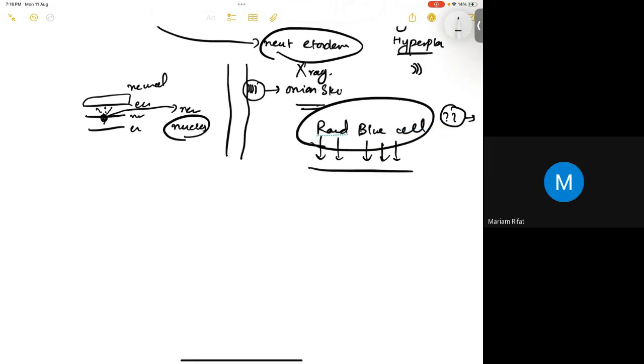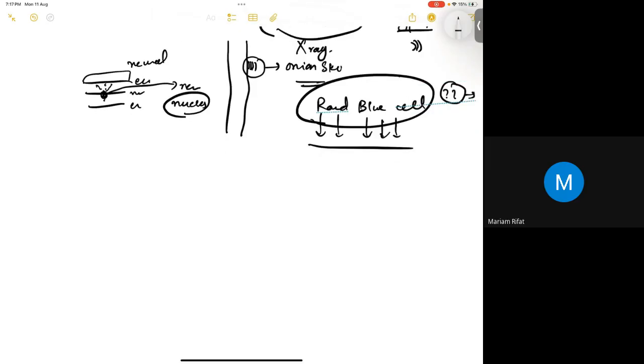Round blue cells we find in neuroblastoma, medulloblastoma, and small cell lung cancer. Okay, perfect, right? So you're going to see it in neuroblastoma and small cell lung cancer. These round blue cells can be present. Okay, which type of mutation is going to be present, leading to Ewing sarcoma? That's also really important. Yes, 11;22 translocation.